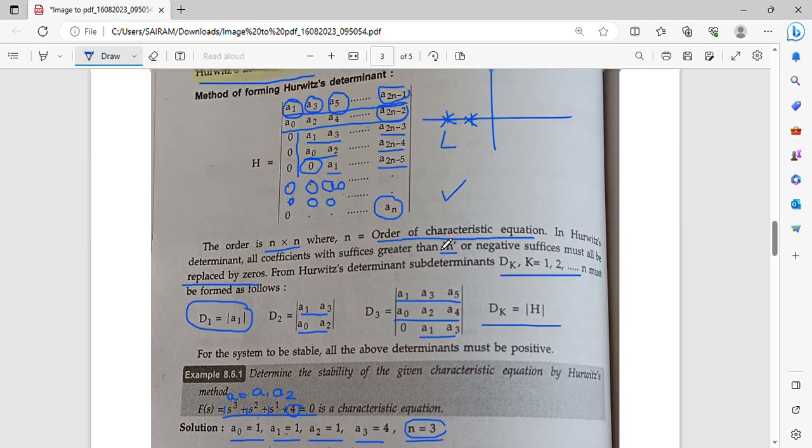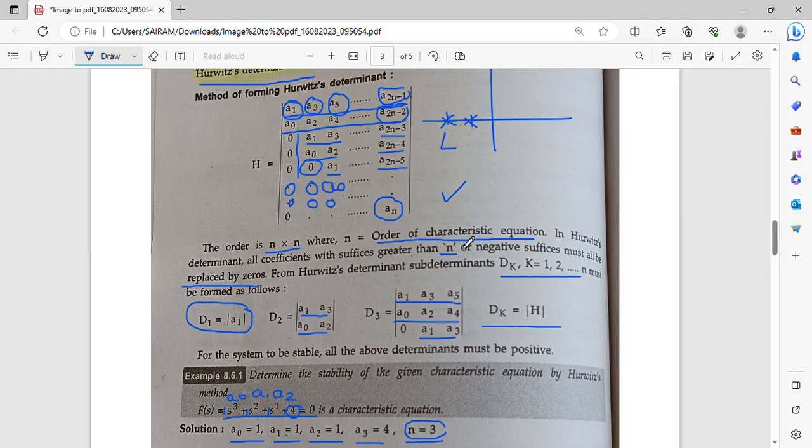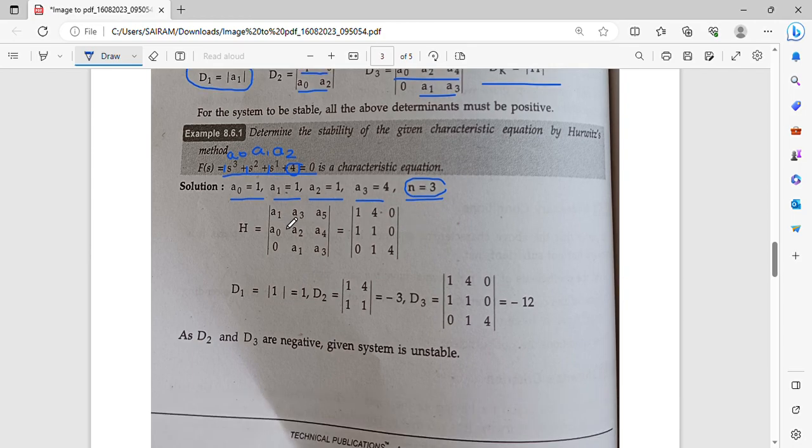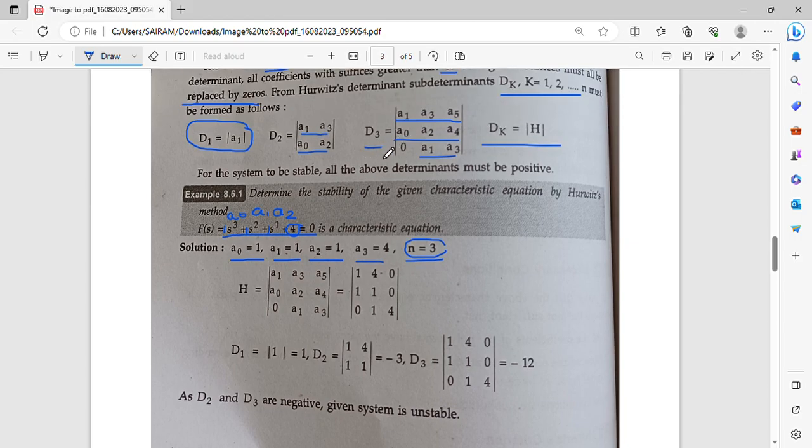What is n? We have already told you n is nothing but the order of the characteristic equation. So the order of the characteristic equation is 3, since s to the power of 3 is the last. Right. Now how are we forming the Hurwitz matrix H? That is, we are only considering D3. So k is nothing but the order of the characteristic equation, n is equal to 3. So therefore k also becomes equal to 3 and we only need to consider D3.